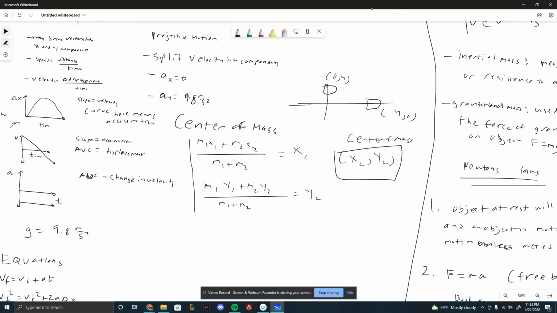Obviously, that can be done for as many objects as you need. I should have written in the end plus mn xn, but it's okay. The same thing will be done in the y direction, and those will give you the x and y coordinates of your center of mass. So for here, it would probably be somewhere around here. Obviously, that's assuming these blocks are the same mass. If one becomes a higher mass, the center of mass will move closer to that object because it'll have a bigger say.